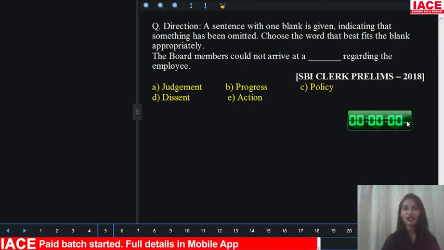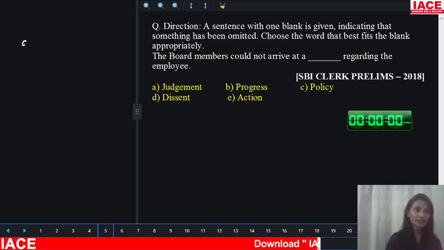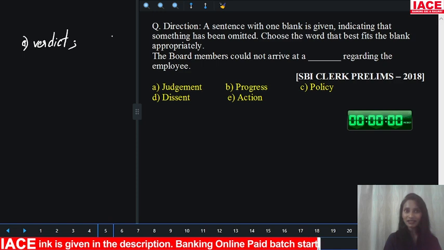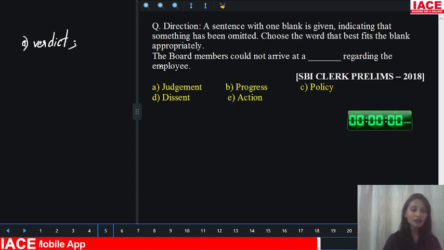Well, your time is up. Here you have a fill in the blank, you have to fill it. The sentence reads, the board members could not arrive at a dash regarding the employee. So the board members could not arrive at a dash. What is that dash regarding the employee? So could not arrive at what? Judgment. So here, what is the judgment? Judgment means verdict, right? Let me write here. Judgment means verdict. Generally, judges give judgment, right? But here we are talking about board members. That means it may not always be verdict. So what is the other meaning of judgment?